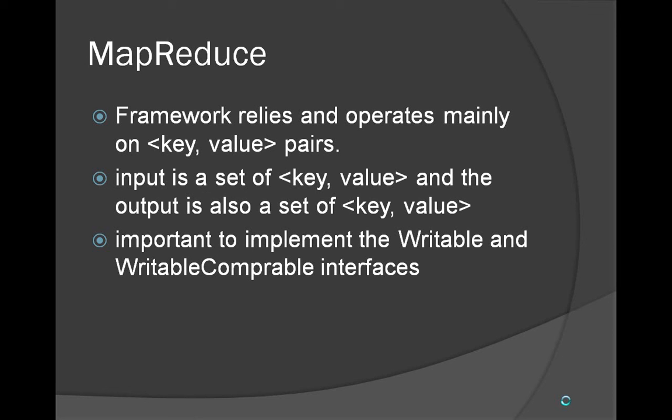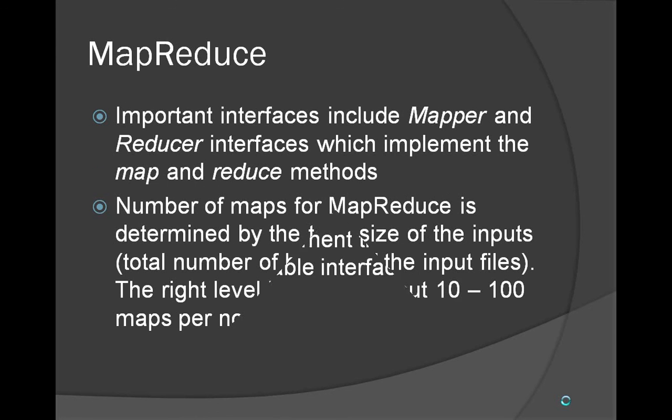The mapper process consists of first passing the JobConf for the job via the JobConfigurable.configure method, and overriding it to initialize themselves. The framework then calls the map method for each of the key value pairs in the input split for that task. Applications can override the Closeable.close method to perform any cleanup. Output pairs do not need to be identical to input pairs. The OutputCollector.collect method collects output pairs, and the number of maps for MapReduce is driven by the total size of the inputs. The right level of parallelism is usually about 10 to 100 maps per node.